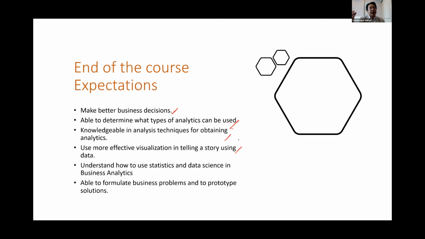And we will understand how to use statistics and data science in business analytics. We'll be able to formulate the business problems and to prototype the solutions. Those are the expectations at the end of the course if you take it.